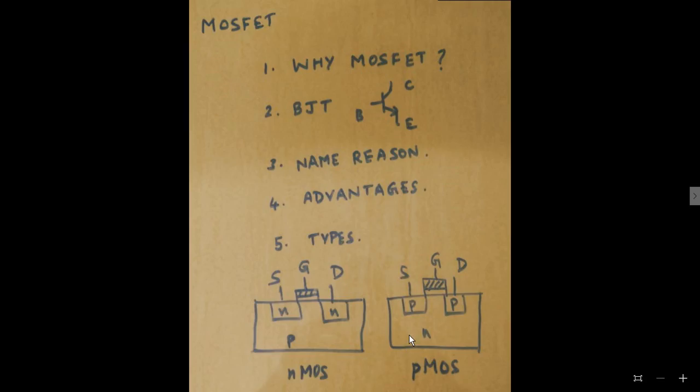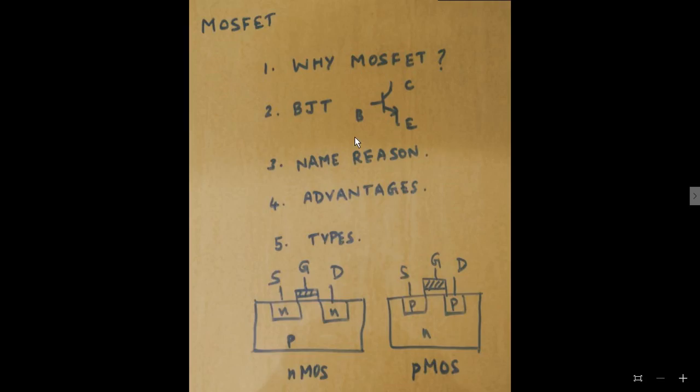The diagram of P-channel MOSFET is here. It is the exact opposite of N-channel MOSFET. In place of P, N will be there in P-channel MOSFET. So this is a basic diagram. Before going into the working of N and P MOSFET, I will tell you the reason behind the names N and P MOSFET.